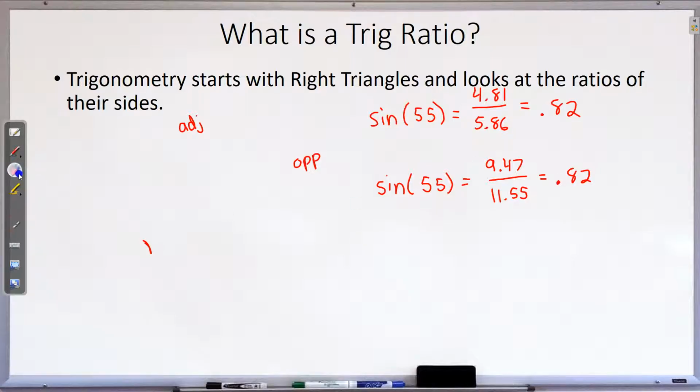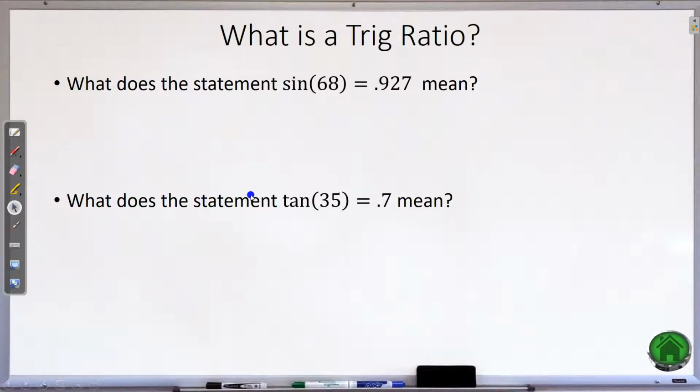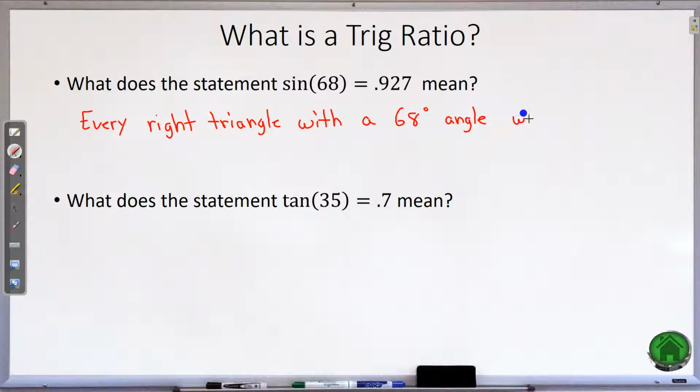So let's take a few summary statements from that. So here are some trig values that I looked up here. The sine of 68 is 0.927. What does that mean? All right, so that means that every right triangle with a 68-degree angle will have, now I'm going to say something about the ratio.